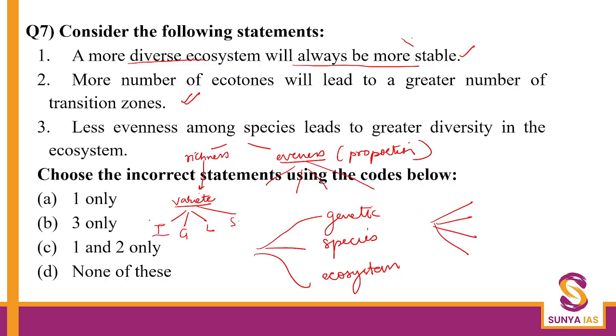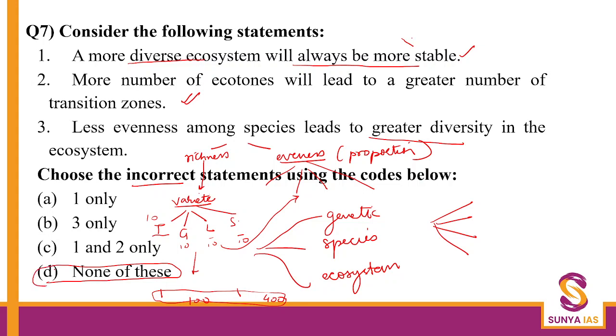Let's say tigers are 10, giraffes 10, lions 10, snakes 10. So this means there is more evenness in this system as opposed to, let's say, if there was one tiger, 100 giraffe, one lion and 400 snakes. This is very unevenly distributed. Okay. So of course, if you have less evenness among species, that means it leads to greater diversity in the ecosystem, right? So it is asking you which of the following is incorrect. Here all the statements are correct, so the answer will be none of the above.